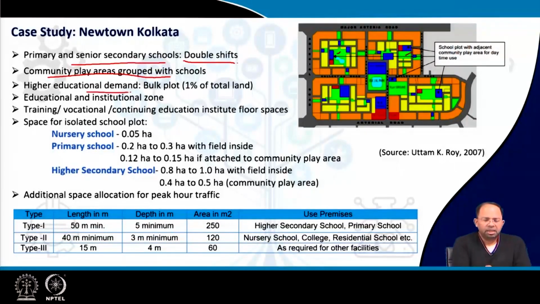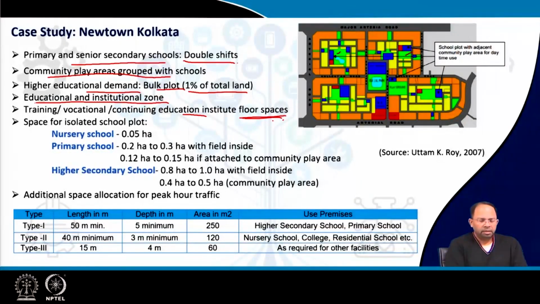For higher educational demand, for plots which cater to higher education, bulk plots were reserved, with 1% of the total land area reserved for this. A separate educational and institutional zone was created. Training, Vocational and Continuing Education Institutes were considered in certain other plots, so floor area spaces were reserved for that.